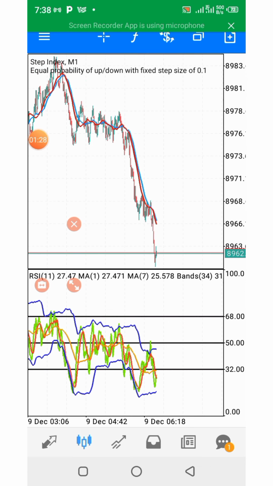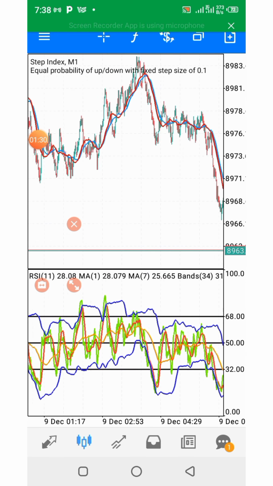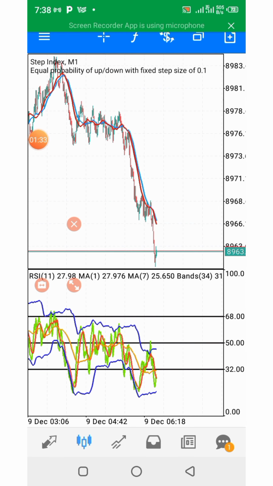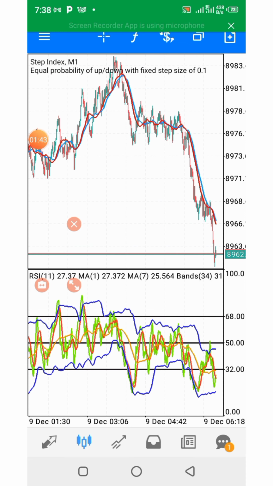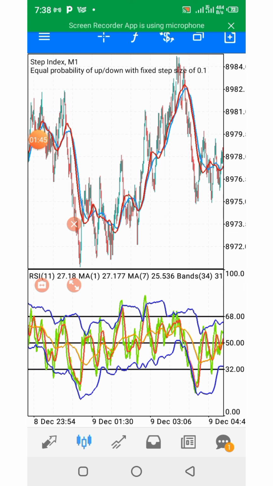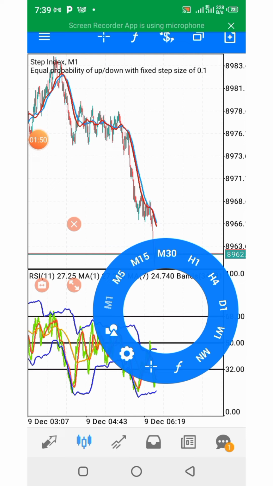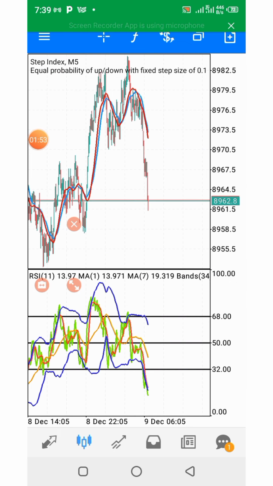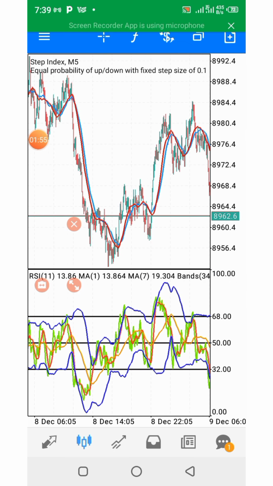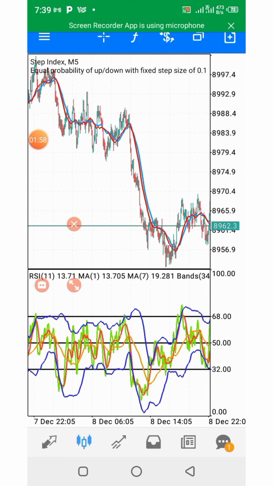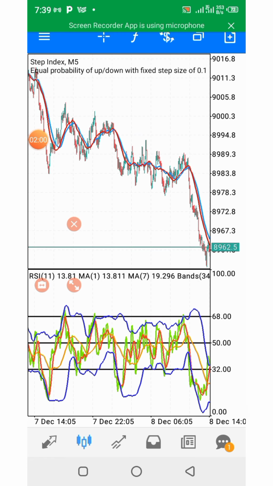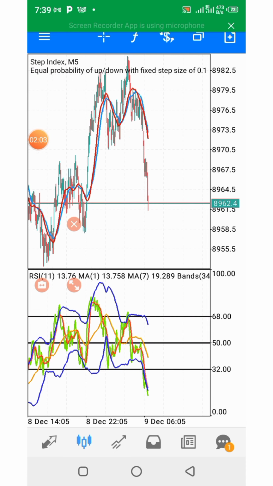You can also use this strategy to trade Boom and Crash, but I recommend you use it specifically for Step Index, Range Breakers, Volatility Index, and so on. Let me show you how it works before we move into the setup. The strategy works perfectly well in your 5-minute time frame, and you will definitely be in profit.